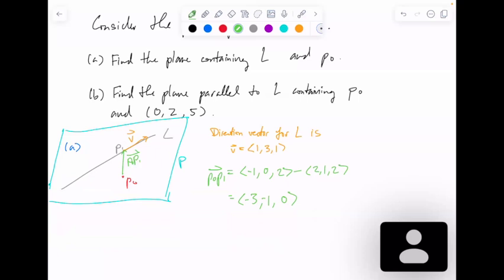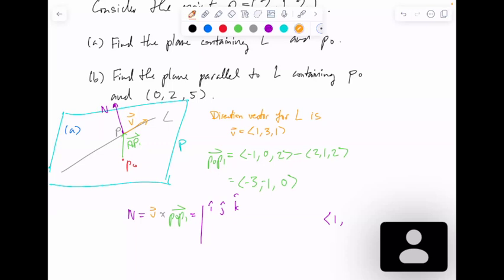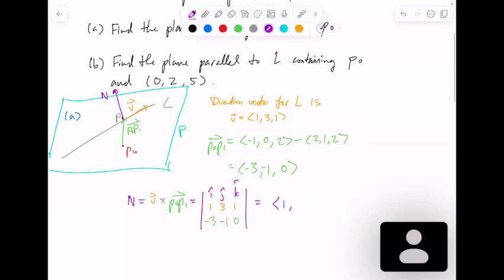Now to find the normal vector, we can call this the normal, and I could just do V cross P0P1, right? So this could be V cross P0P1. And what's that? Well, IJK, you put V in the first row, 1, 3, 1, and then your second vector, P0P1, is -3, -1, 0, right? And this gets you 1, and then you get 3, or -3, -0, so that's -3.